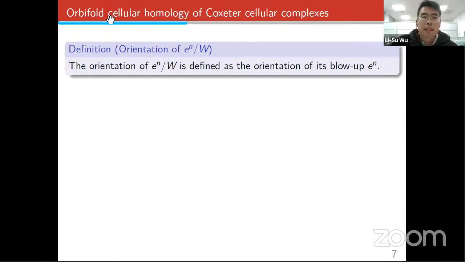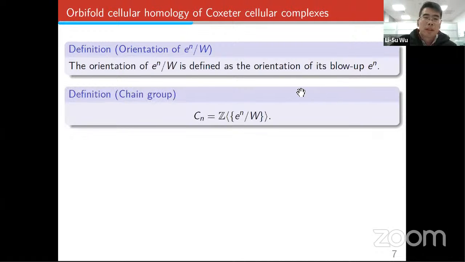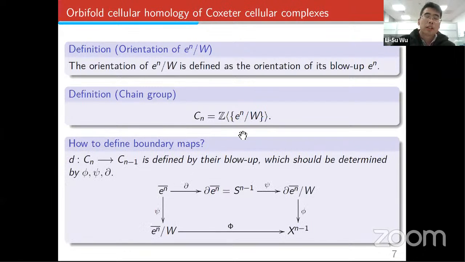Let's define our orbifold cellular homology of a Coxeter cellular complex. First, the orientation of each Coxeter cell is defined as the orientation of its blow-up. Then, naturally, the chain group is generated by all Coxeter cells of dimension n. The key point is how to define the boundary map. In this talk, we define it through the blow-up.